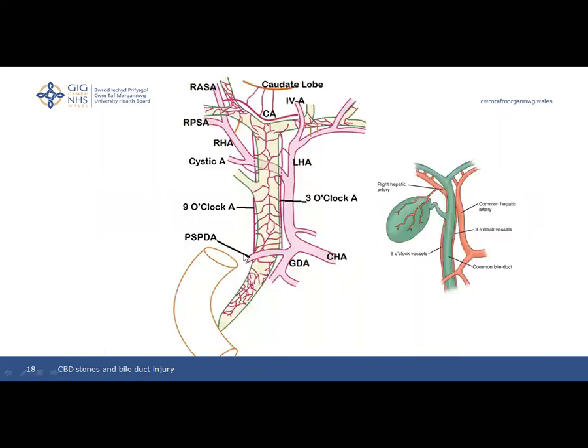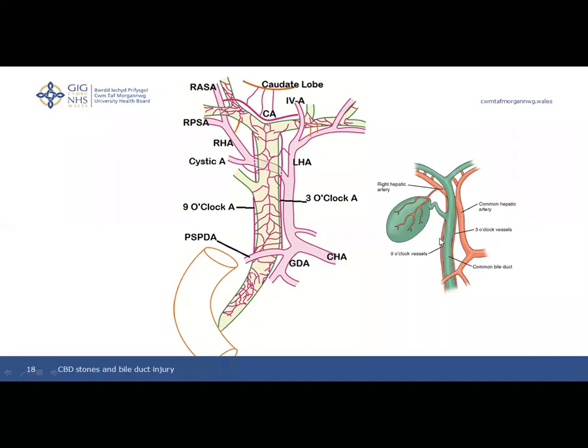So this slide shows the blood supply of the common bile duct. The most important thing in terms of blood supply to the common bile duct is the position of the major blood vessels at the 3 o'clock position and the 9 o'clock position. In this picture, we can see the common bile duct's blood supply at the 3 o'clock and 9 o'clock positions.